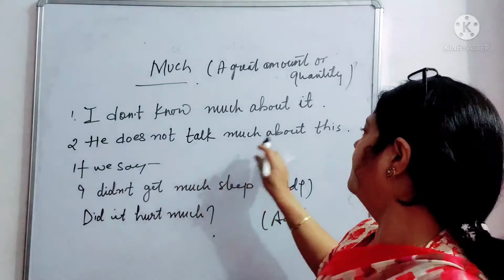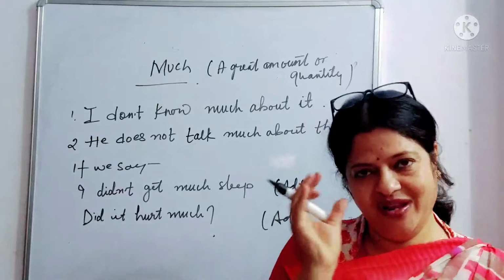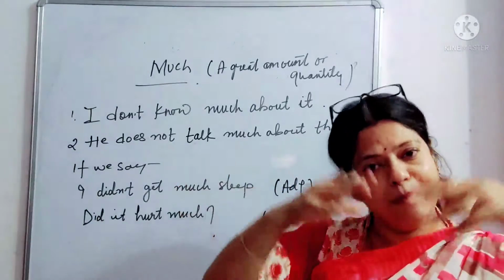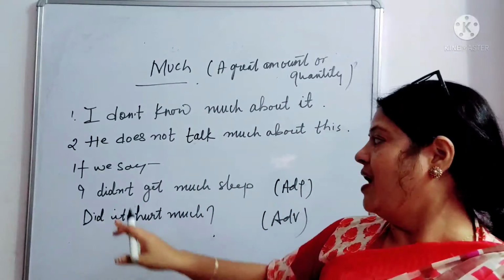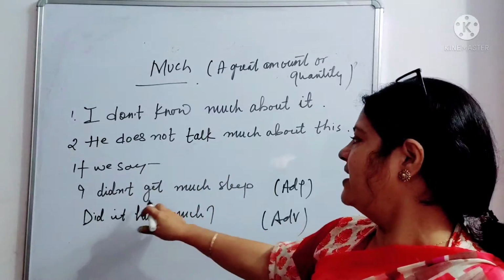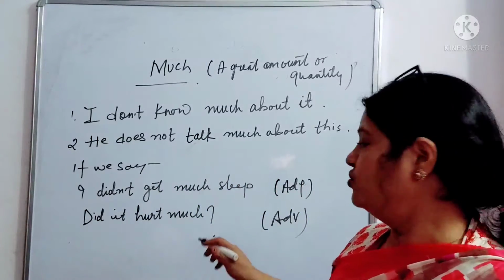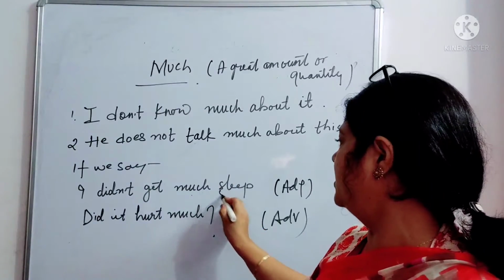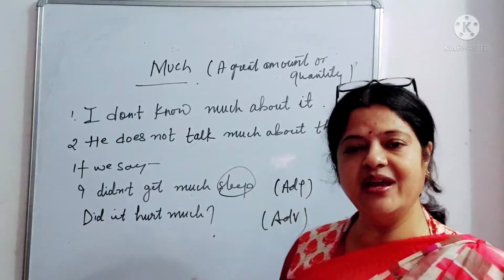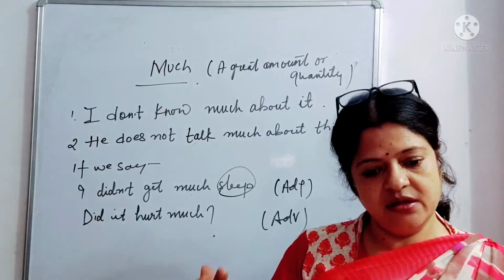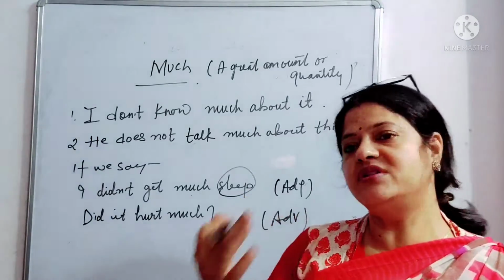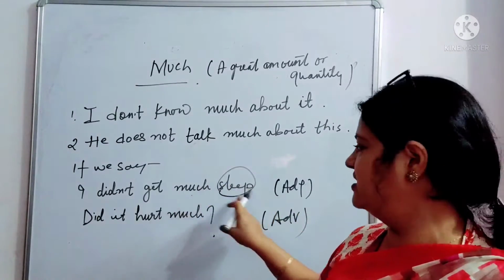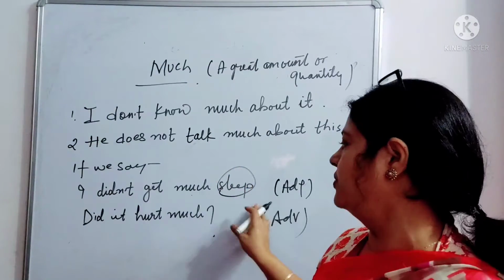He doesn't talk much about this. He talks only little about this. He doesn't talk much about this thing. And if we say that I didn't get much sleep, so here we find that after much we have this noun sleep. So here it is working as a determiner, or you can say as an adjective too, okay, because it has come just before this noun.